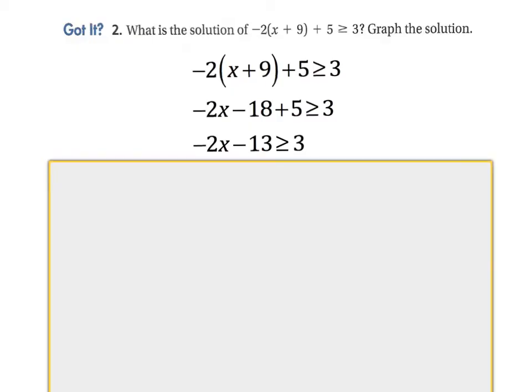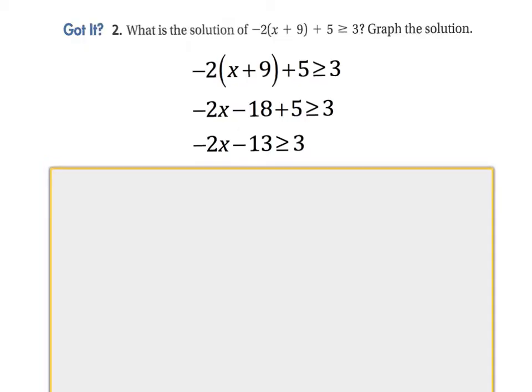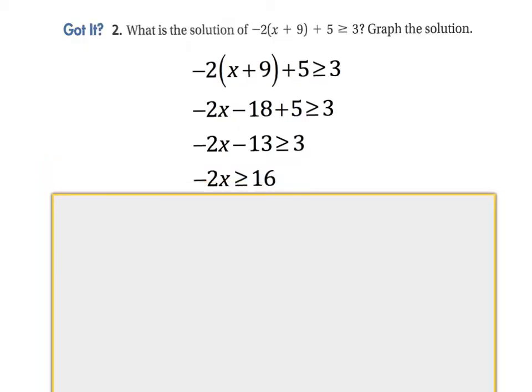And now I can ask myself my questions. What am I solving for? X. How many are there? 1. That's good. We can solve, meaning SADMEP. Get rid of any subtraction or addition first. So I'm going to add 13 to both sides. I get 16 on the other side. Then I have to get rid of any multiplication or division. So I'm going to divide by -2.